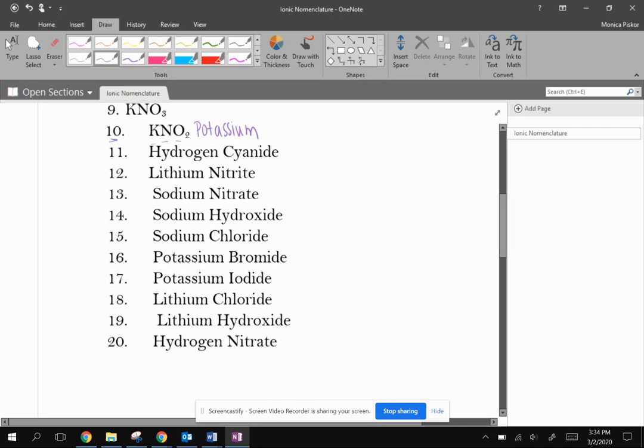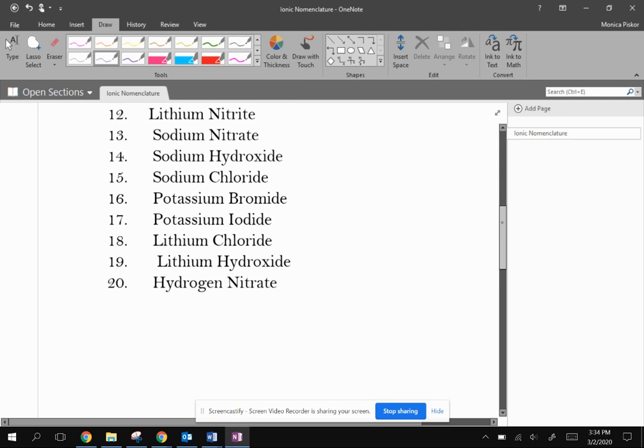NO2, on the other hand, is not nitrogen, oxygen. Instead, it is something that I have to look on the back of my periodic table, look at my polyatomic ions list, and find NO2. NO2 has a negative 1 charge and is called nitrite. Now, with polyatomic ions, we leave the ending alone. It is called nitrite, and it stays nitrite.